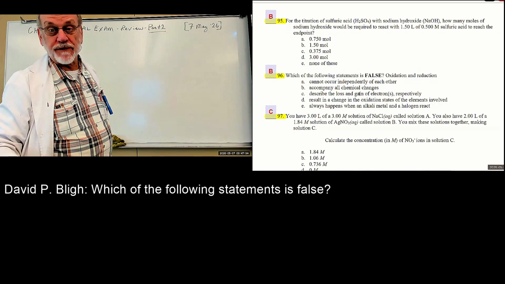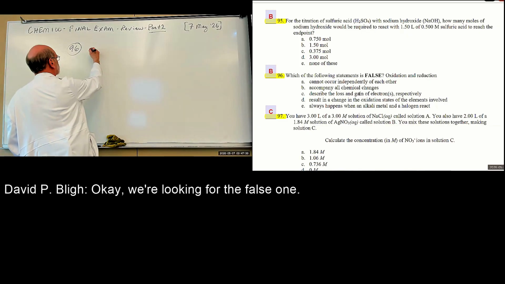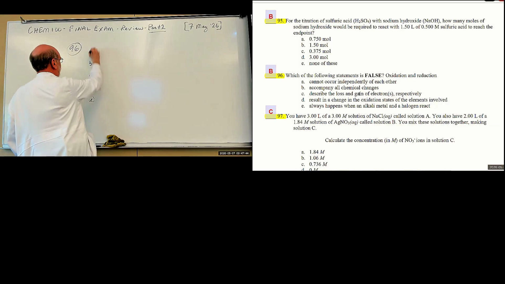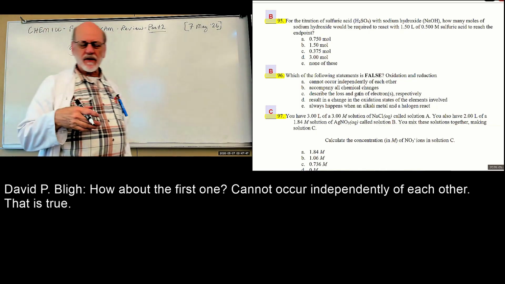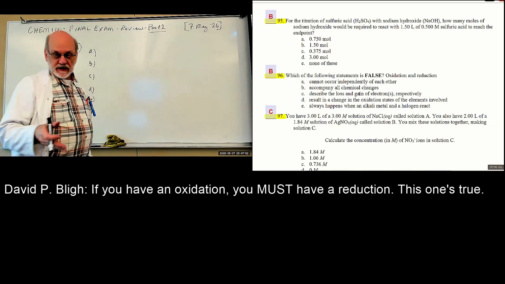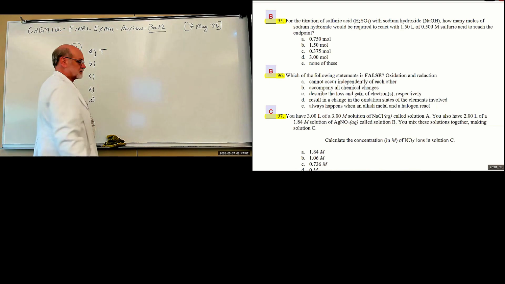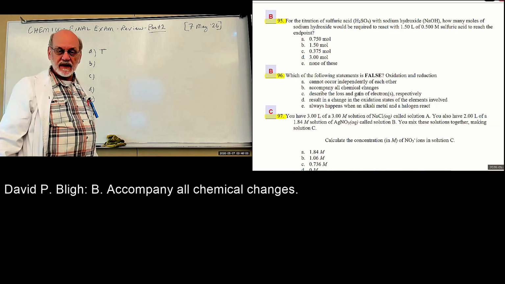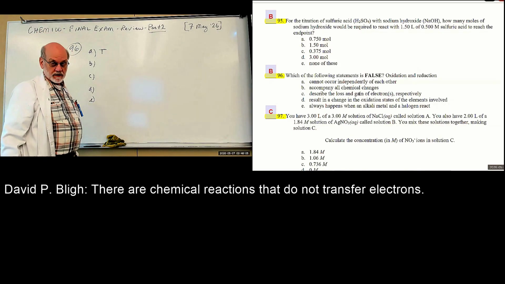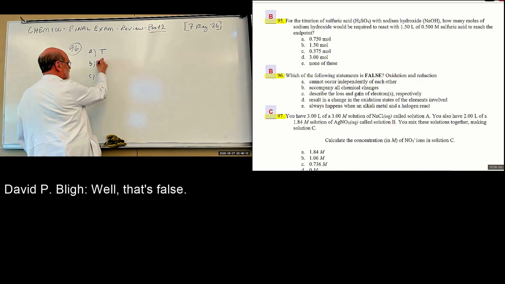Which of the following statements is false? Oxidation and reduction. Okay, we're looking for the false one. How about the first one? Cannot occur independently of each other. That is true. If you have an oxidation, you must have a reduction. This one's true. B, accompany all chemical changes. False. There are chemical reactions that do not transfer electrons. That's false.